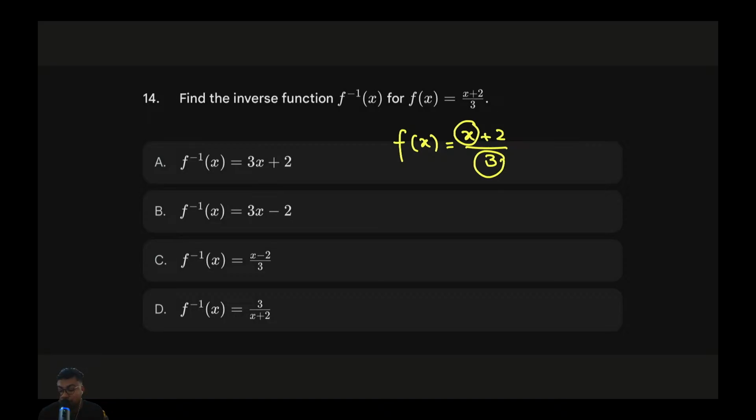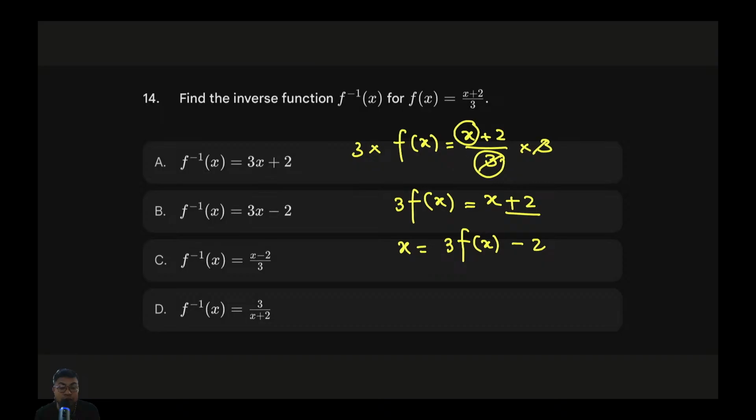When the 3 is at the bottom like this, we should multiply by 3 on both sides. When we multiply by 3 on both sides, the 3 disappears. So it's going to be 3f of x equal to x plus 2. So then x equals what? 3f of x minus 2, right? Because positive 2 is moved to the other side, so it's going to be minus 2 instead. And then after isolating that, we need the inverse function, right? So that means we swap f of x into f negative 1, and f negative 1 of x equals 3x minus 2. So the answer is B.